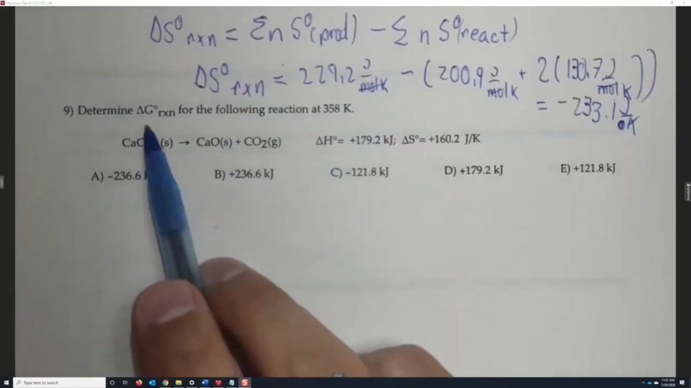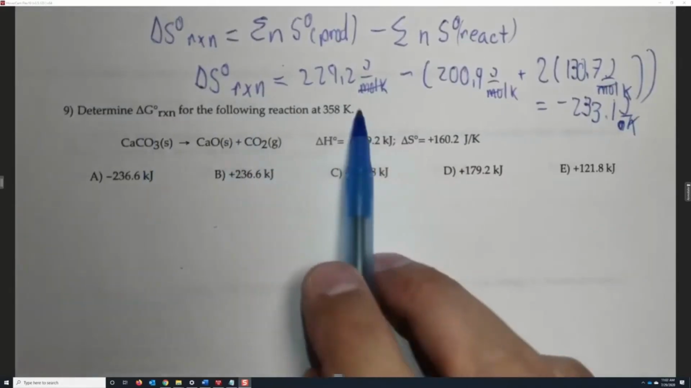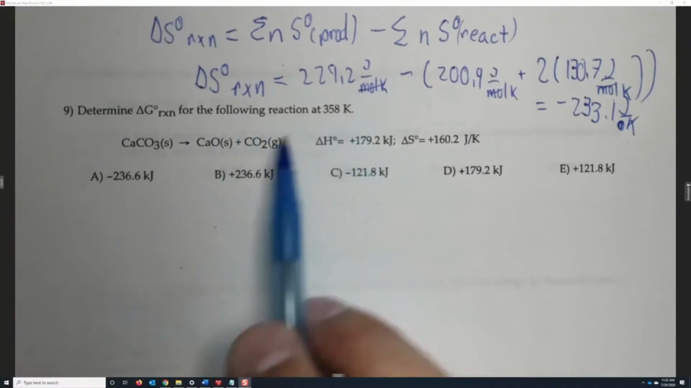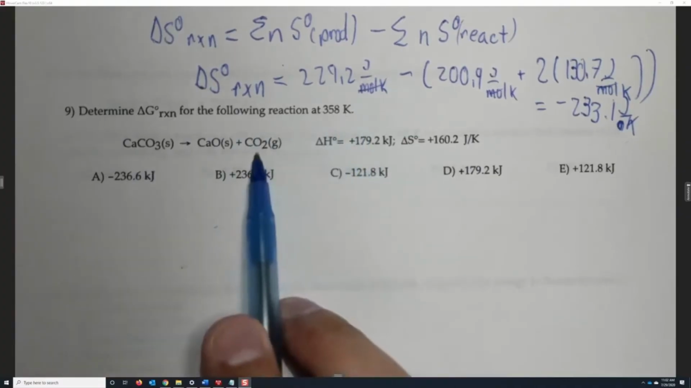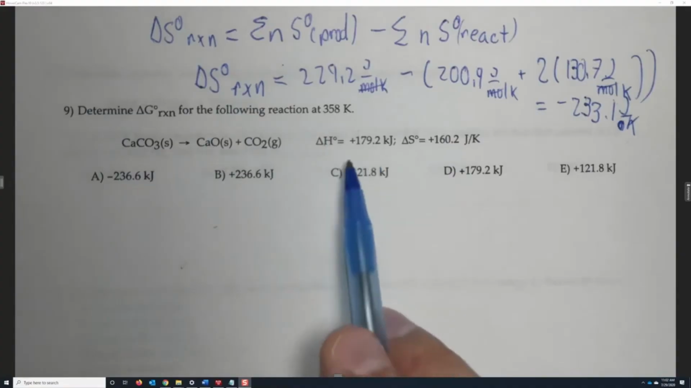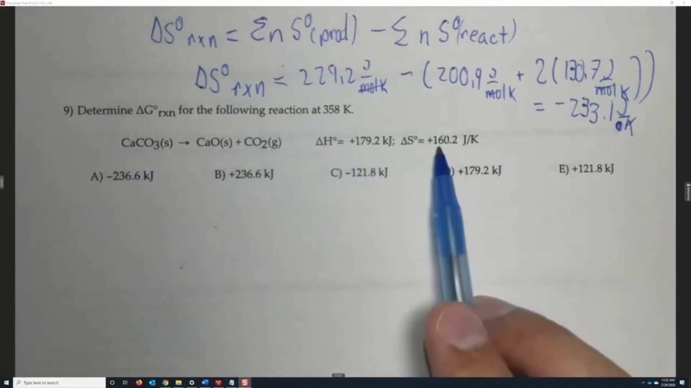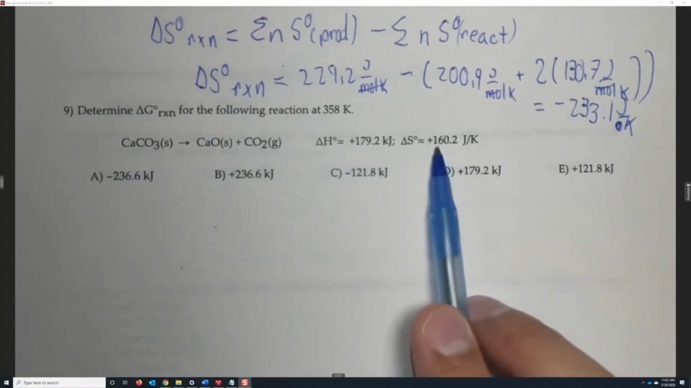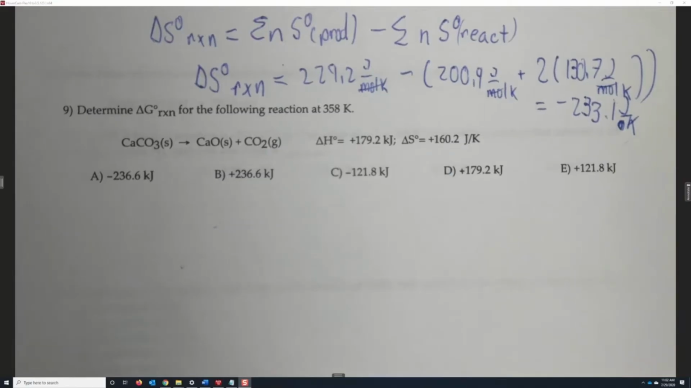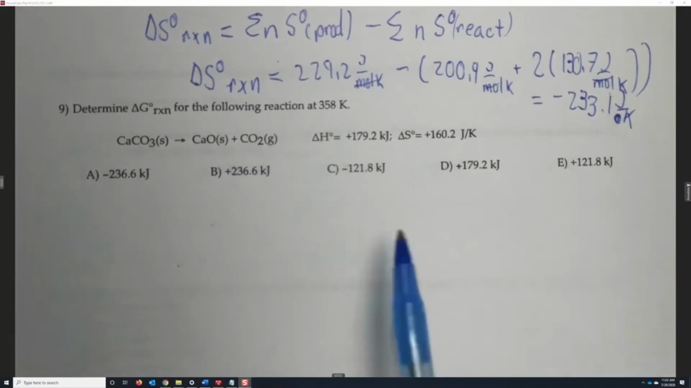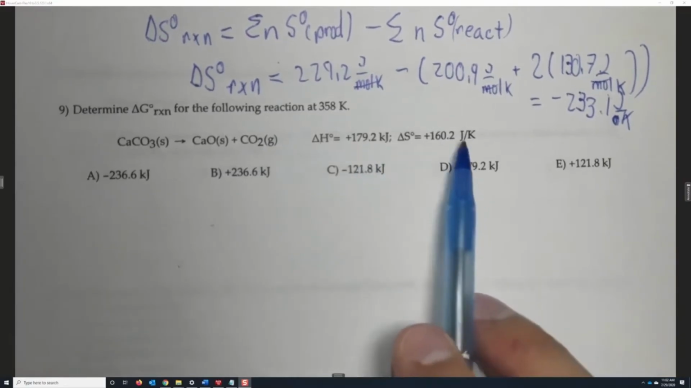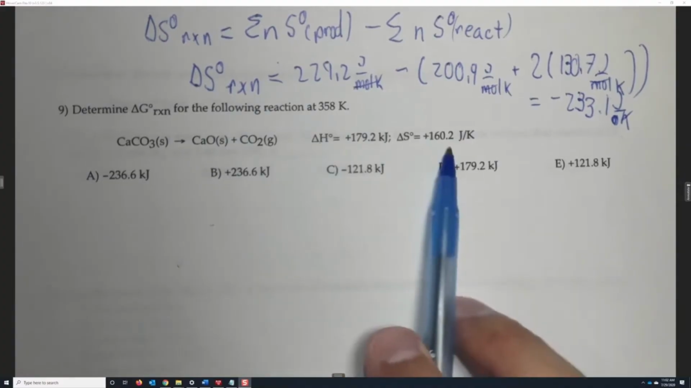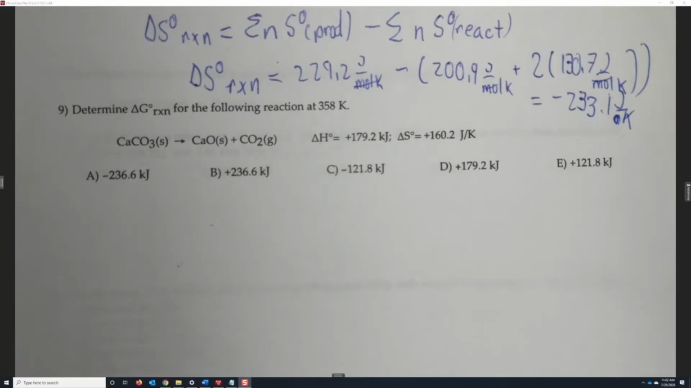Number 9 says, determine delta G naught for the following reaction at 385 K. And we're given this, and we're given the delta H and the delta S of this particular reaction. Since delta H and delta S are both positive, we do know that this reaction will be spontaneous at high temperatures, but we don't know how high of a temperature that is. We don't know, for example, if 358 K is a high temperature.